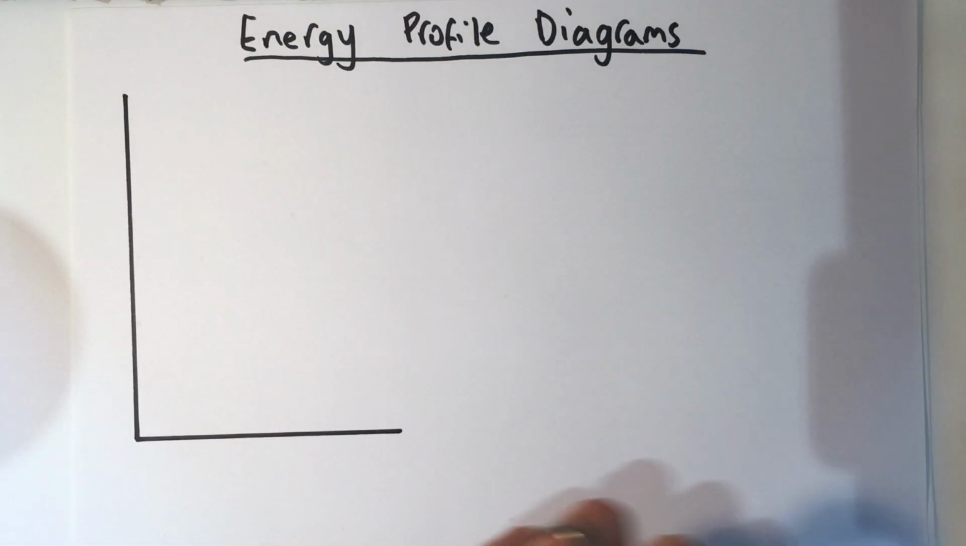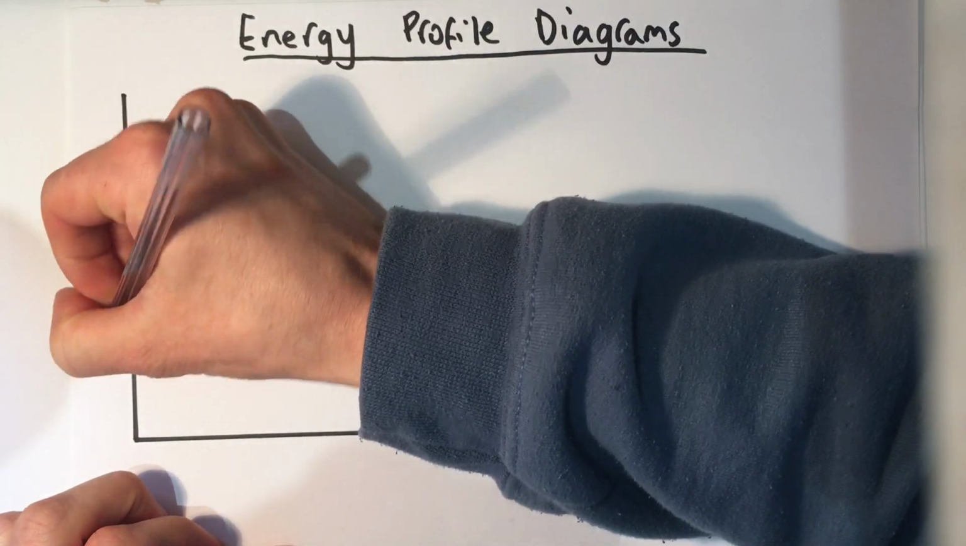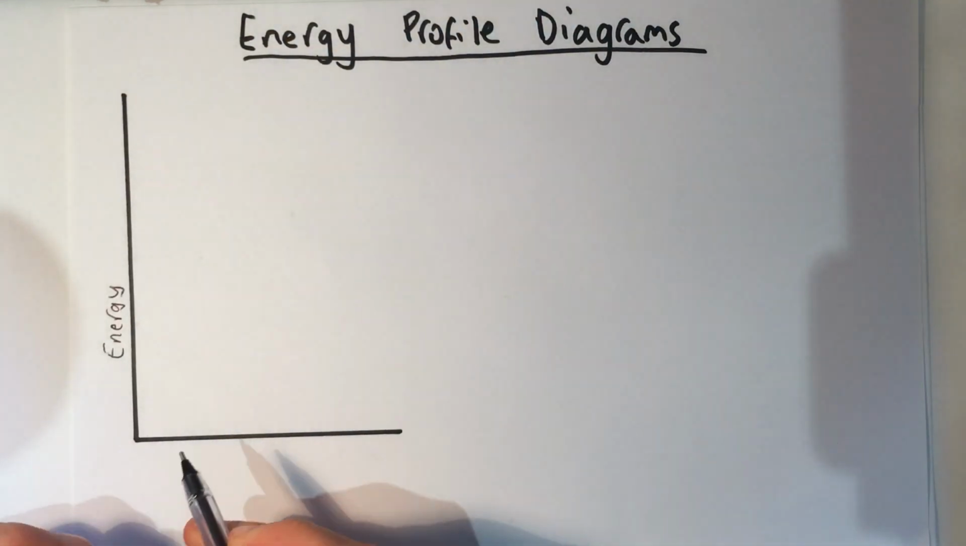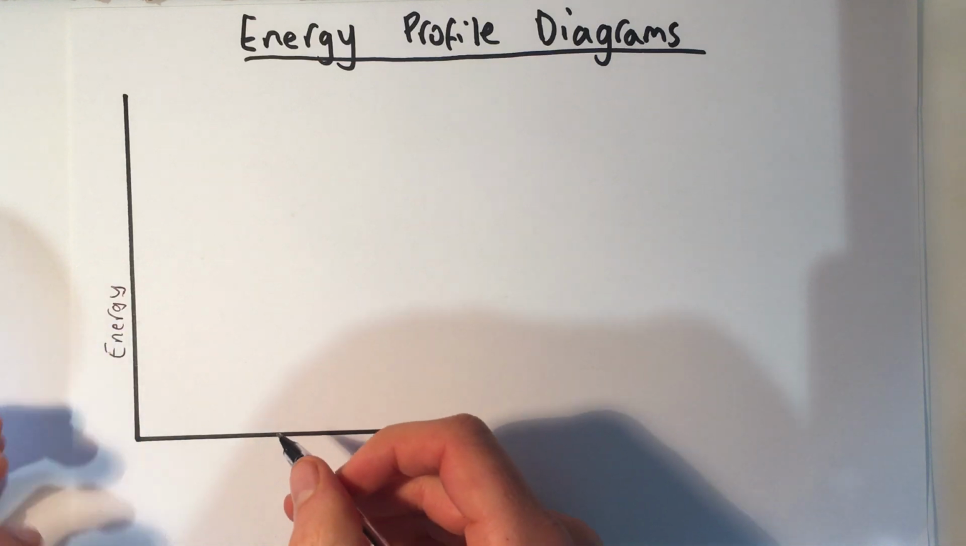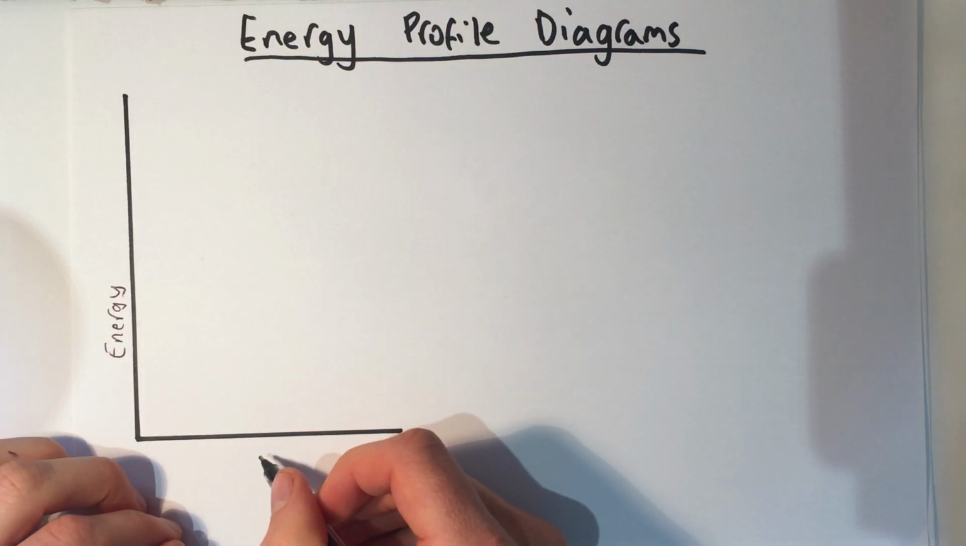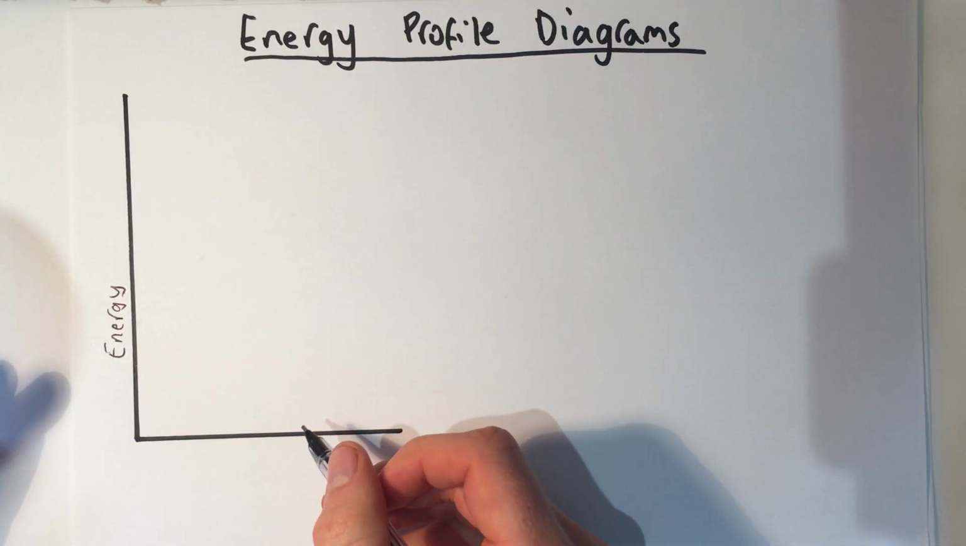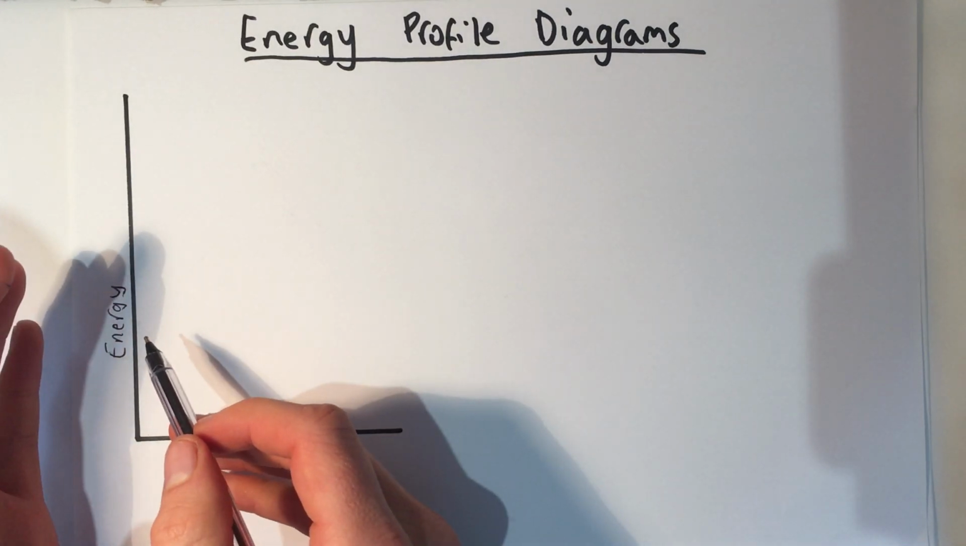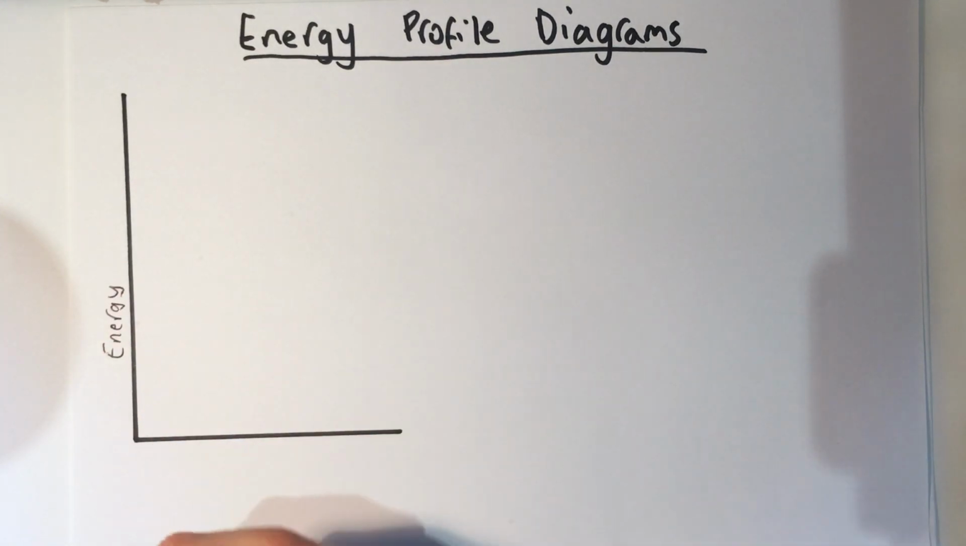Okay, the Y-axis shows the energy for these diagrams. The X-axis shows the progress of the reaction. So sometimes you might see it labelled as time, or you might see it labelled as something like reaction progress, reaction coordinates, something like that. It just means it's going to show the reactants and then the products. That's all there is to it.